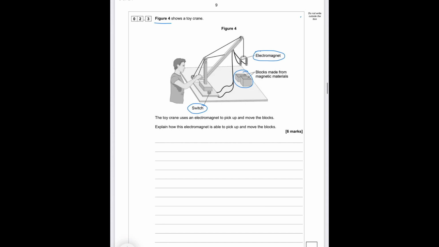And then when we switch the switch off again, that means the circuit is broken, so the electromagnet is turned off, which means there's no more attraction between the blocks and the electromagnet, and they will fall and move to the position we want to put them in.